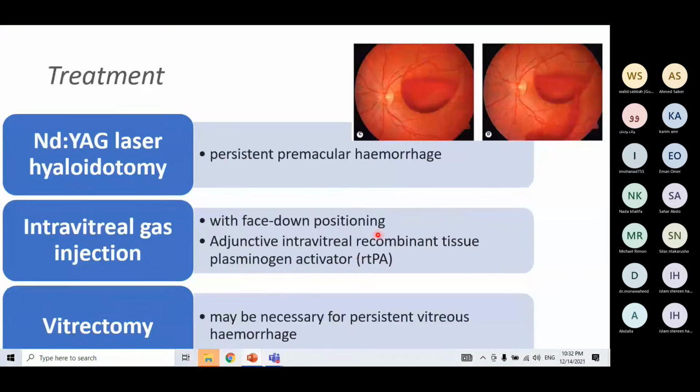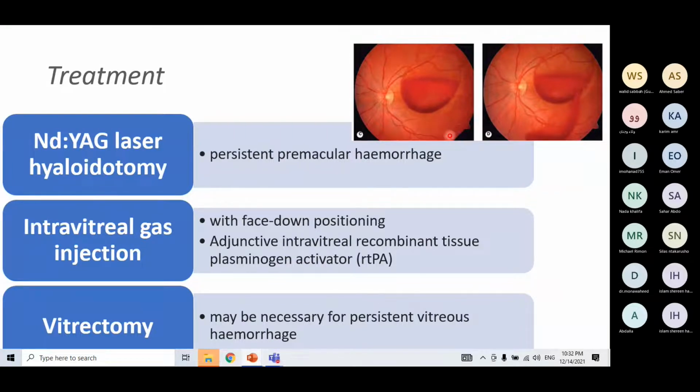You may want to do what you call the laser hyaloidotomy if there is a persistent subhyaloid or premacular hemorrhage. You want to aim the YAG laser to that area, aiming for dispersion of the blood into the vitreous space. So here, for example, the laser shot was directed to that area, and as you can see, the blood is trickling down, and the size of the preretinal hemorrhage is less than before.